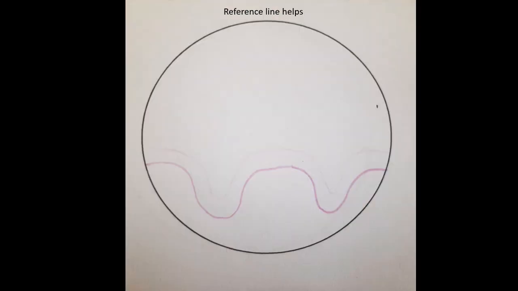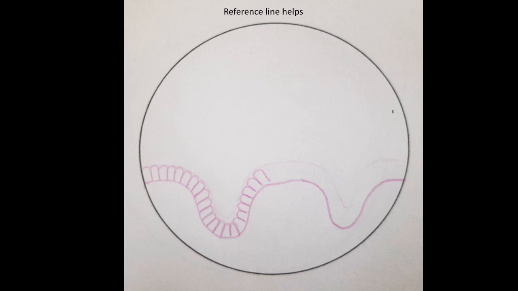So once you draw a basement membrane, the next step is to draw this faint reference line parallel to the basement membrane just above it. This reference line is not a part of the specimen. It is a guide for you which will help you to draw the columnar cells with uniform height throughout the specimen.